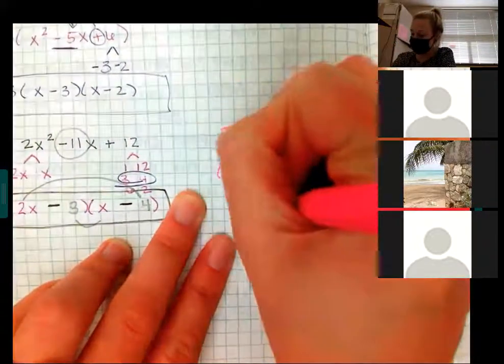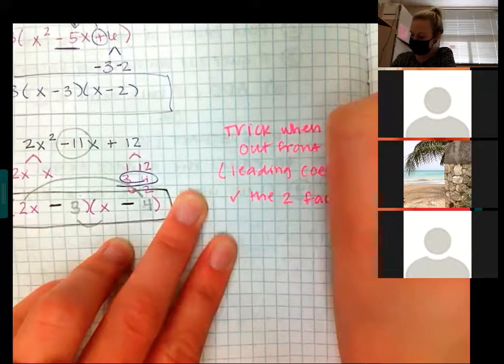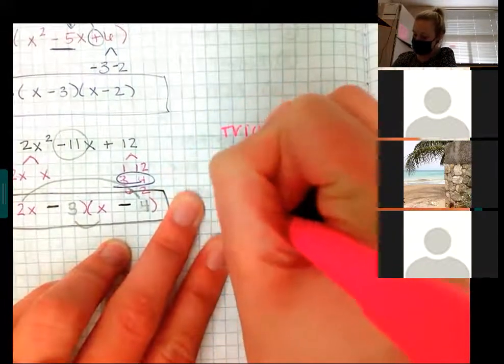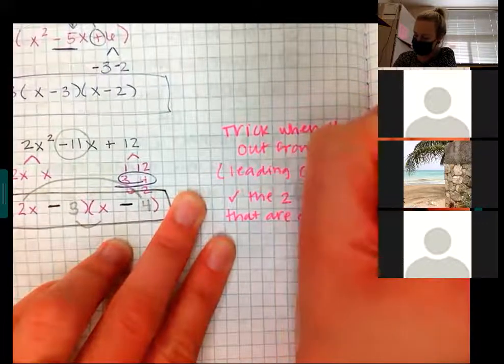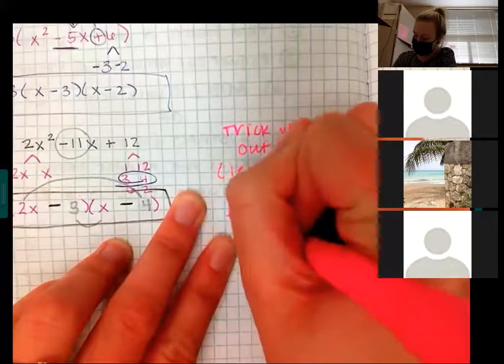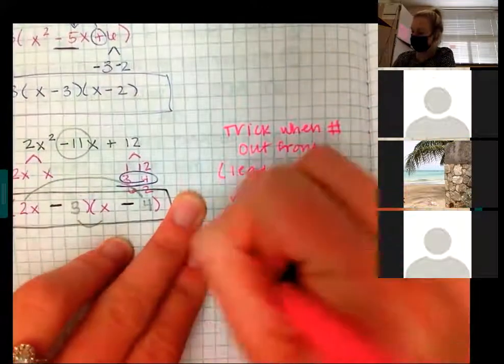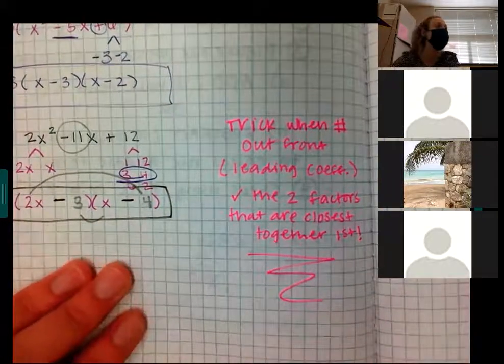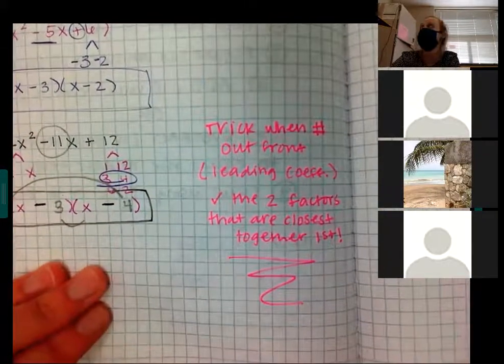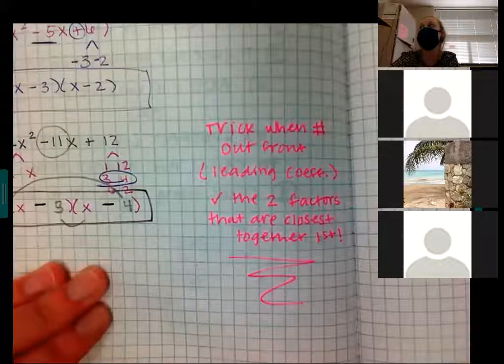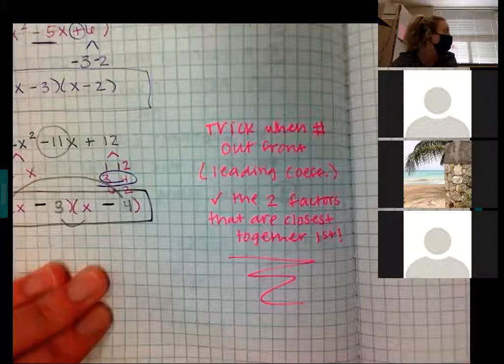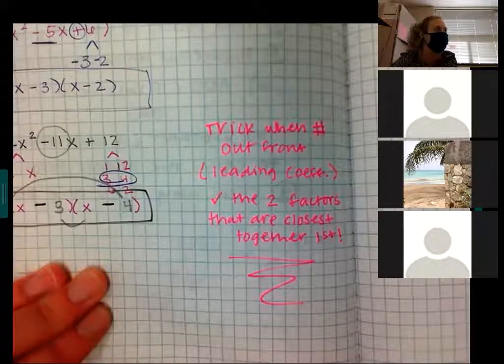Check the 2 factors that are closest together. Make sure I spell that right first. That is the most important thing to do with these. When there's a leading coefficient, check the 2 factors that are closest together first. How often did I say it'll be those? About 70% of the time. So if you got 10 problems, that should work for about 7 of them.